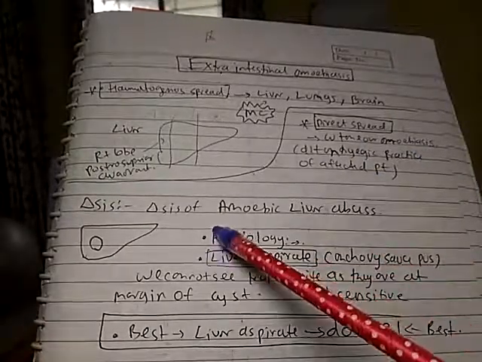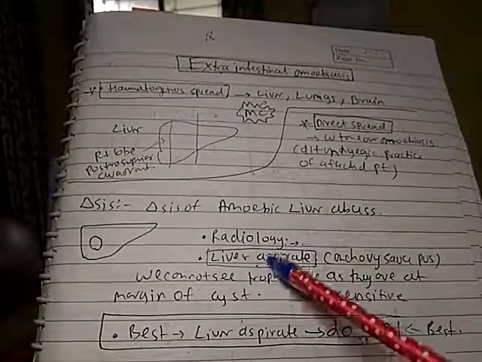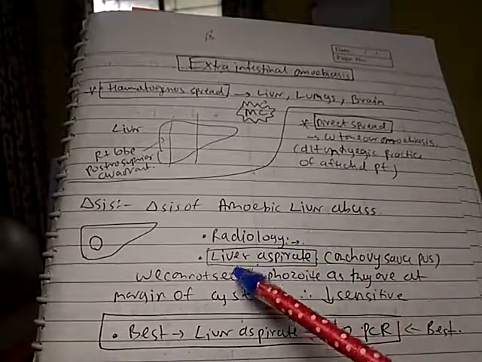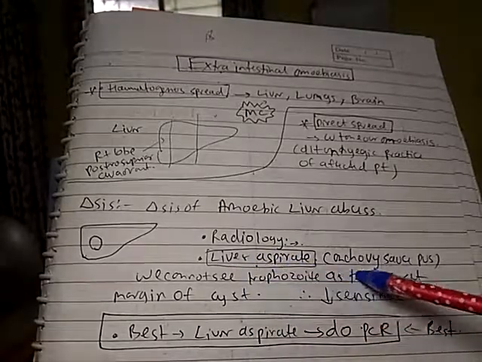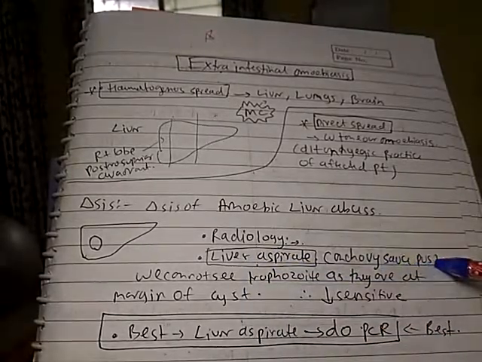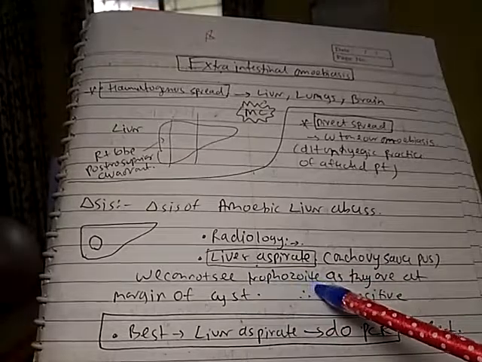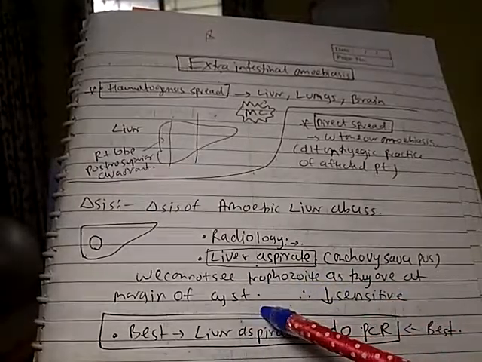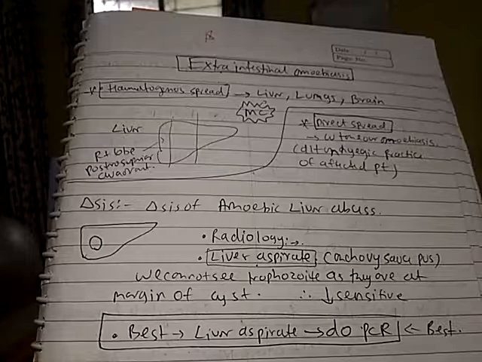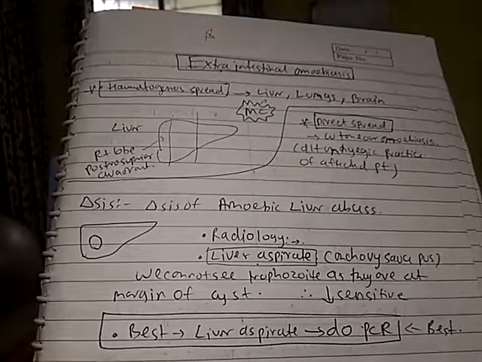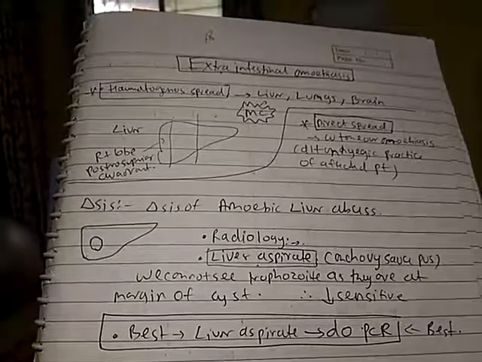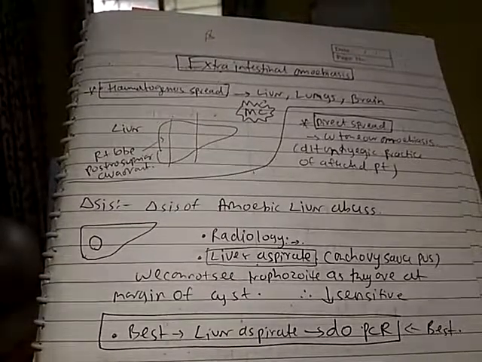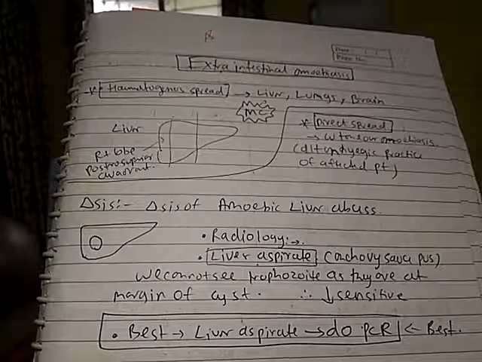Then diagnosis. Diagnosis of amoebic liver abscess is on radiology and on liver aspirate. When liver aspirate is seen, it is anchovy sauce colored pus. We cannot see trophozoites as they are at margin of abscess. So best to diagnose this amoebic liver abscess is to do liver aspirate and do PCR on that aspirate.